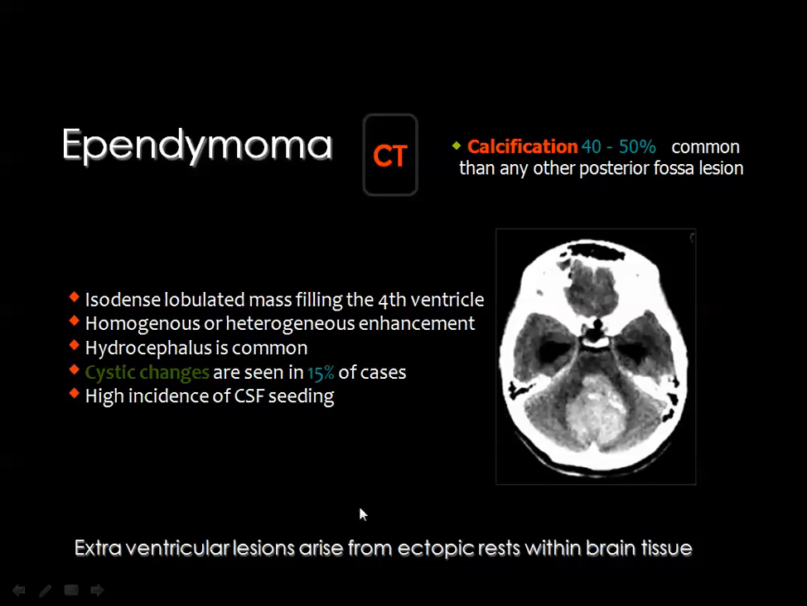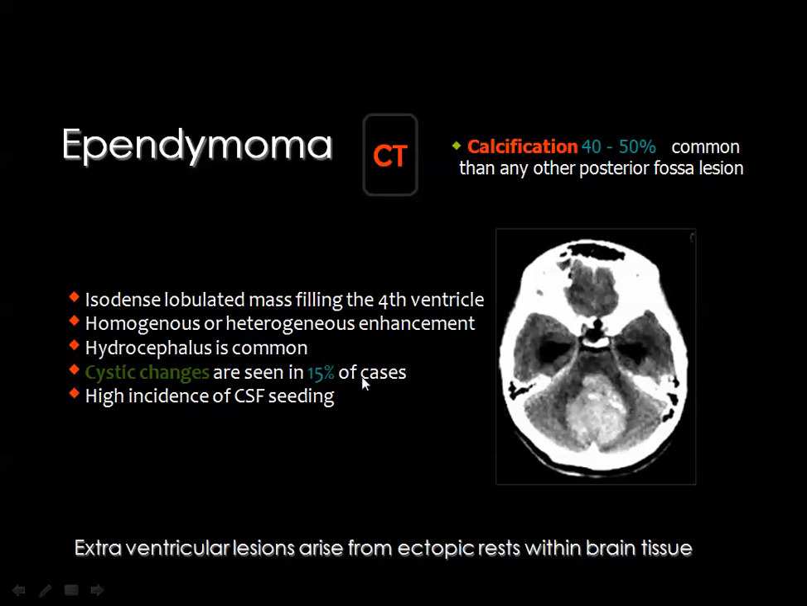Because of its strategic location being centered on the fourth ventricle, the CSF flow will be obstructed, and the patient usually has supratentorial hydrocephalic changes. This is one of the well-known lesions that can spread by CSF, and you can see CSF seeding within the supratentorial extraaxial CSF spaces. Some cystic changes can be seen in the tumor in the range of 15% of the cases.